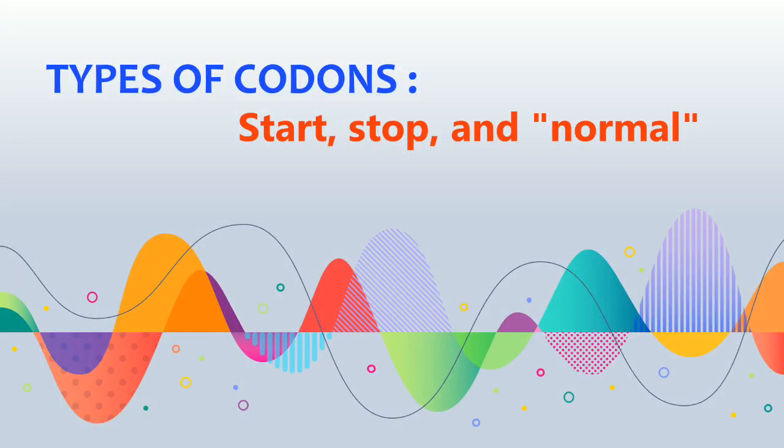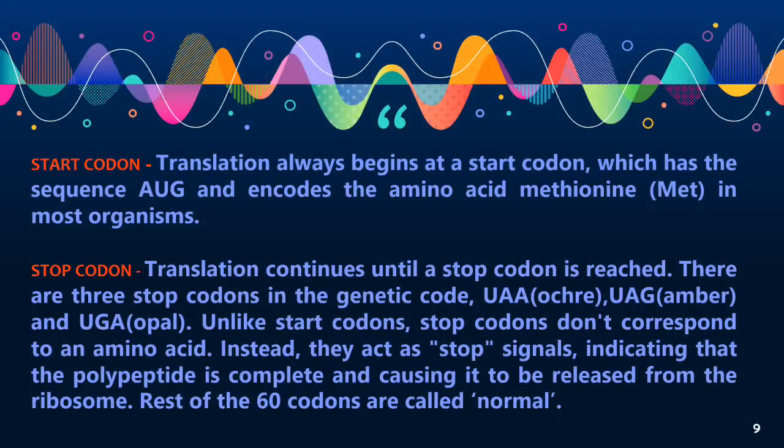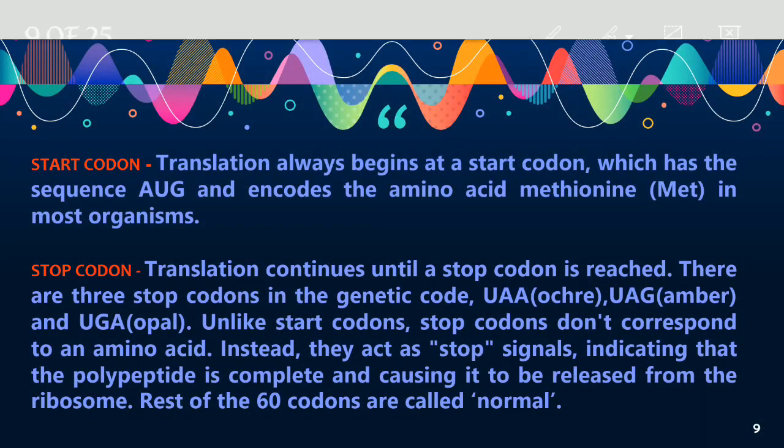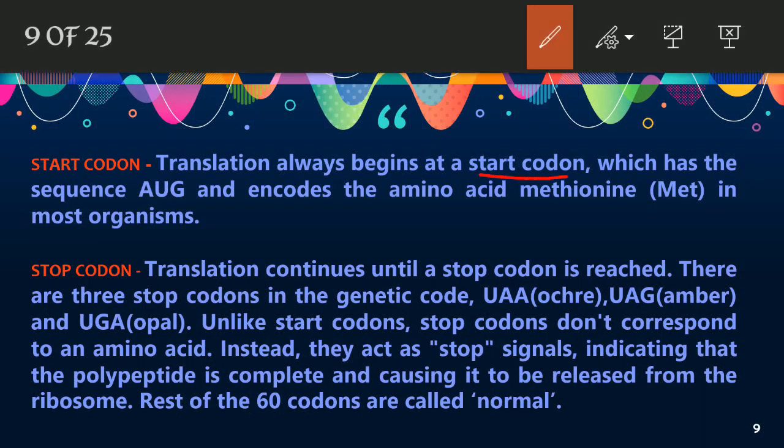Now let us see different types of codons: start, stop, and normal codons. Translation always begins at a start codon, which has the sequence AUG and encodes the amino acid methionine in most organisms. Thus, every polypeptide typically starts with methionine, although the initial methionine may be snipped off in later processing steps. A start codon is required to begin translation, but the codon AUG can also appear later in the coding sequence of an mRNA, where it simply specifies the amino acid methionine.